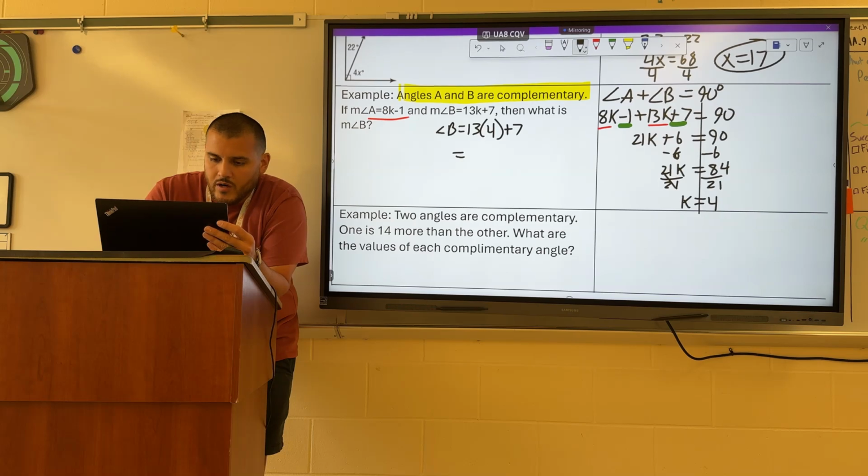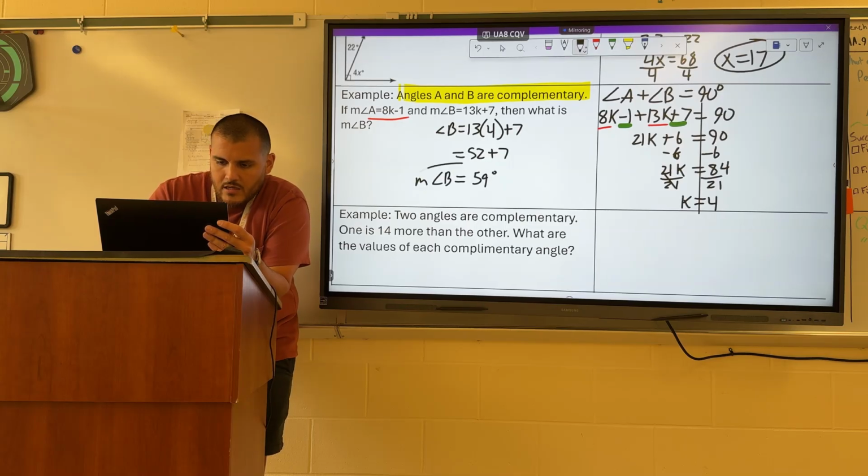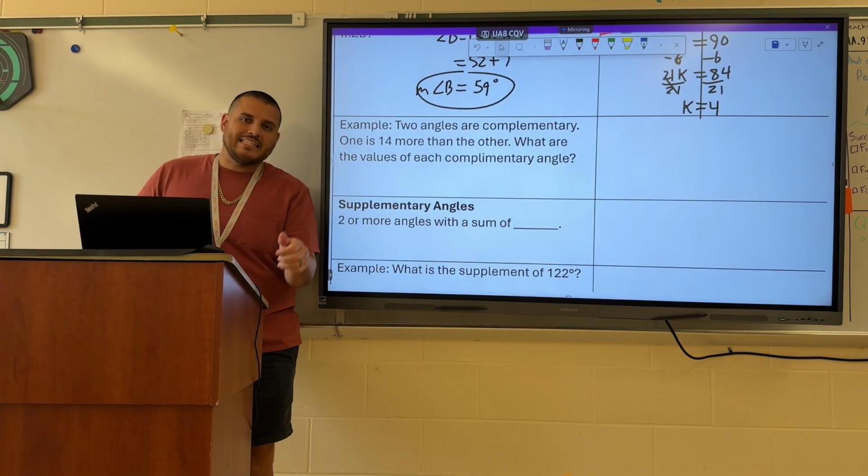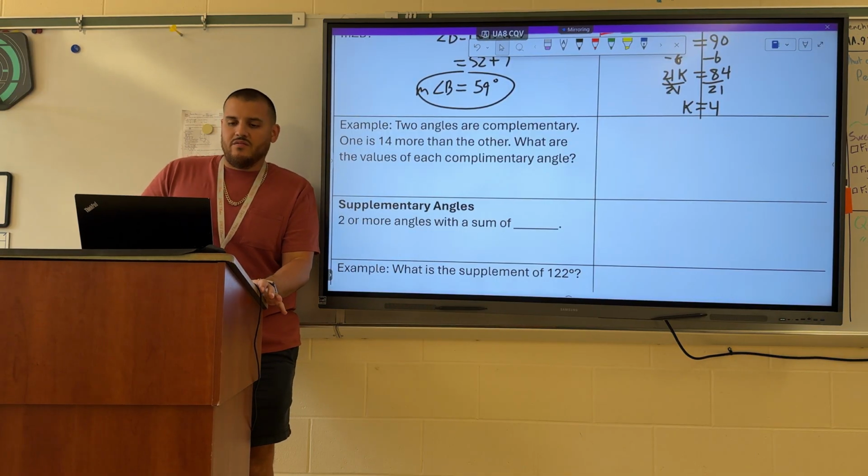13 times 4 would give us 52. 52 plus 7 would give us the measure of angle B being 59 degrees. I really like this next example here. We got a lot of critical thinking involved in this.